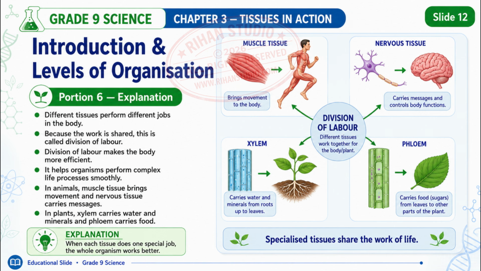Explanation. Because different tissues do different jobs, the work of the body is shared out. This is called division of labor. It makes the body more efficient and able to carry out complex life processes. Textbook examples. In animals, muscle tissue brings movement and nervous tissue carries messages. In plants, xylem carries water and minerals, while phloem carries food.